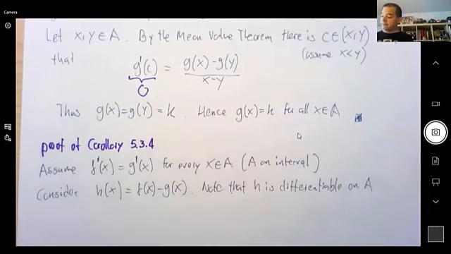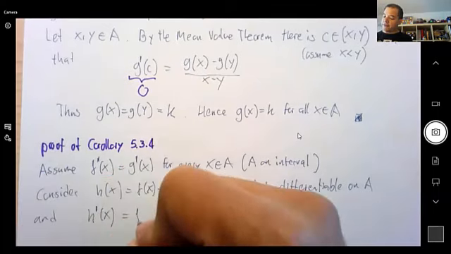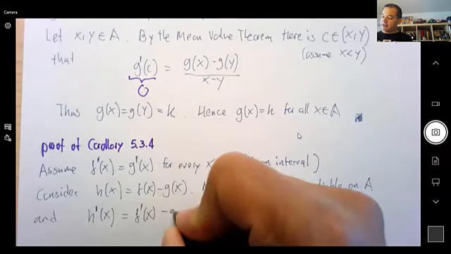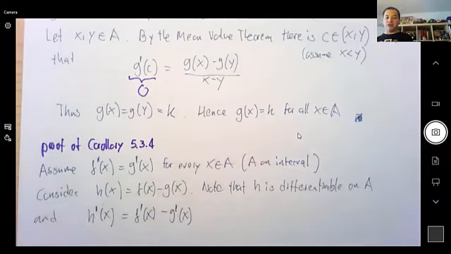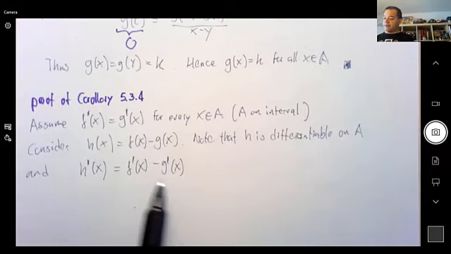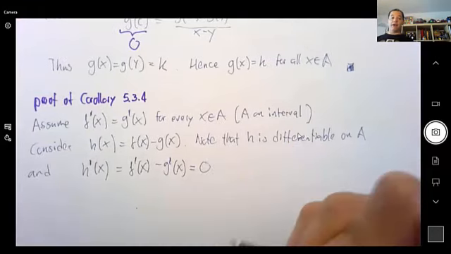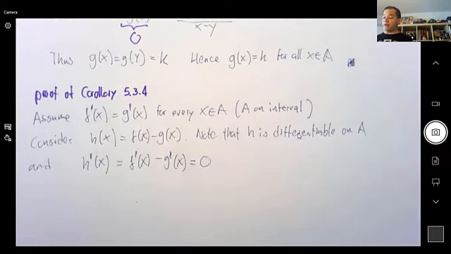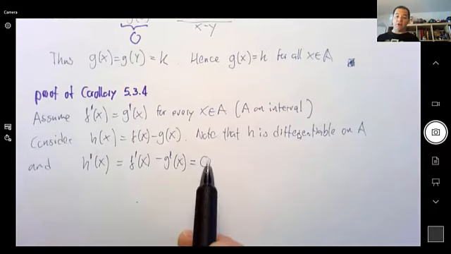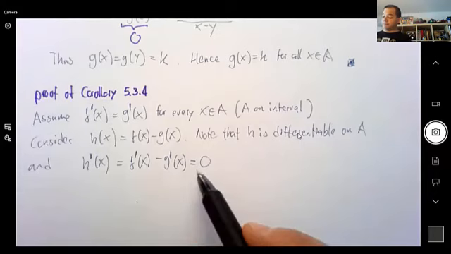And moreover, what is the derivative of h? Well, according to the rules of the derivatives that we learned, it is the difference of the derivatives of f and g. But these two are the same, note over here, right? f prime equals g prime. So if these two are the same, then this is zero. Oh, but then we can use the previous corollary. The previous corollary said that if the derivative is zero on an interval, then the function is actually constant.